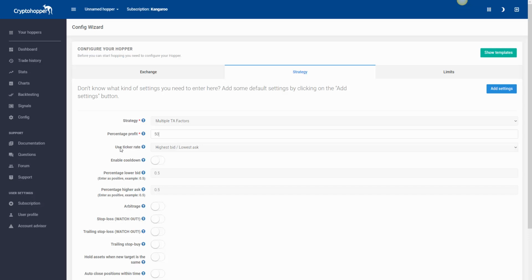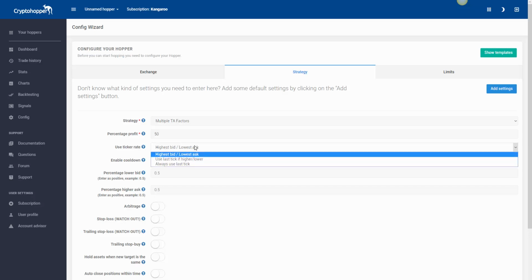and use ticker rate. What is ticker rate? Ticker rate is the price you are going to use for buying or sale, right? So the ticker rate is not constant. It's going up and down all the time. And here I can choose which price I'm going to use when I buy and when I sell. The default highest bid, lowest ask is the default.